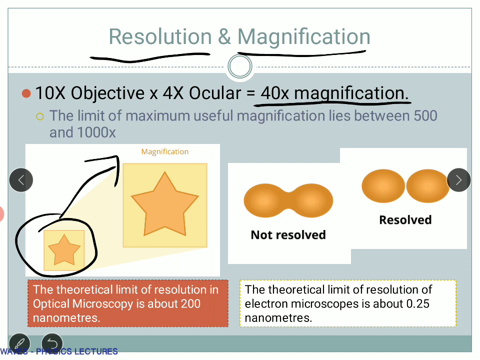If you look into the ocular, which is nothing but the eyepiece, the magnification is less, but for the objective the magnification would be high, and the total magnification will be a multiplication of both of them.